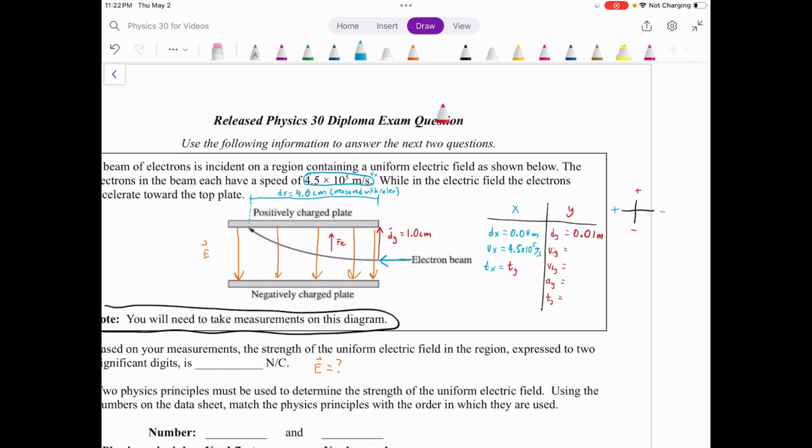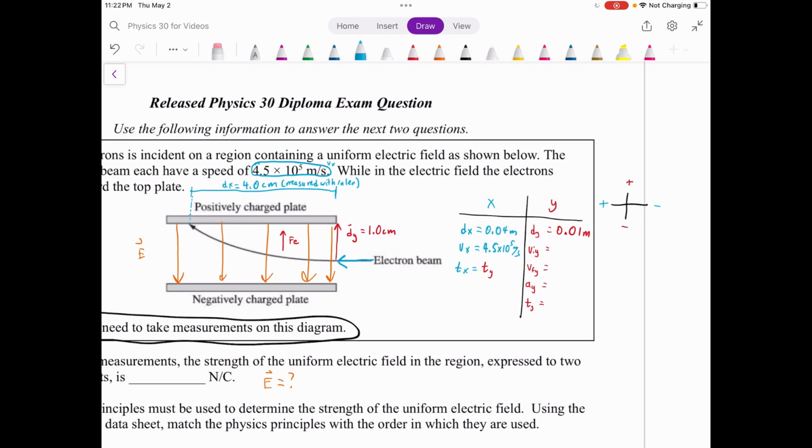What is the initial y velocity? Well, how fast are they moving up or down initially? Well, they're not. They were moving sideways. So v_iy is just 0 meters per second. Their final y velocity, we don't know it, but maybe we never need to find it.